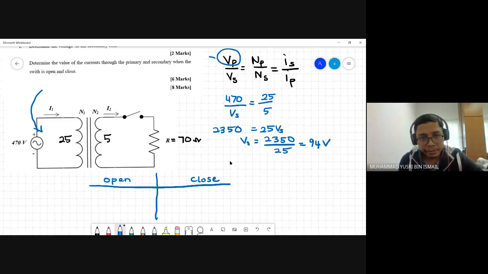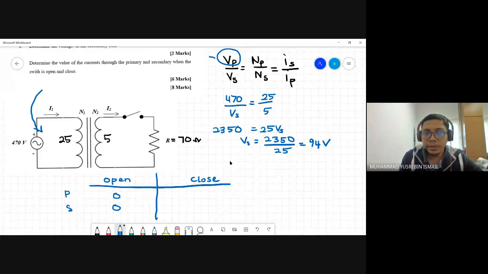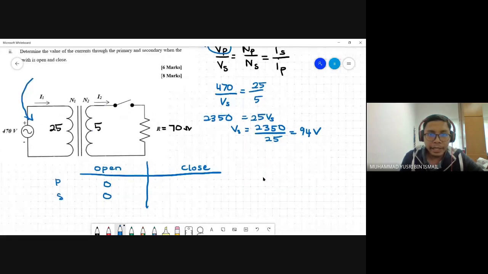Meaning that in the open circuit, the current in the primary circuit will be 0, and the secondary will also be 0. Why? Because the switch is not connected, so both will be 0. If the switch is closed, then we can calculate.